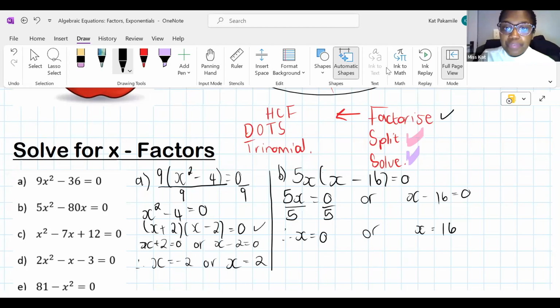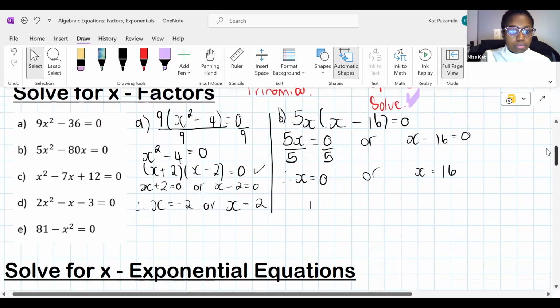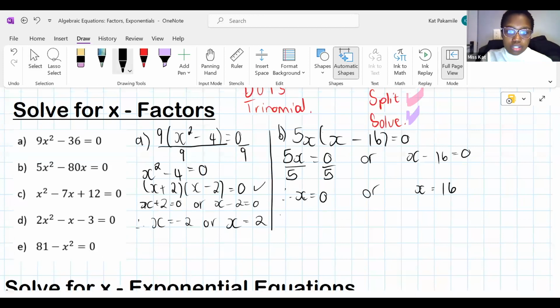Thank you, Palisa. Okay, let's hear what Ntabiseng has to say. Hi, Ntabiseng. Ma'am, I just wanted to do C. Let's do C. Okay, ma'am. What kind of factorizing is C? Let me go down. Isn't it trinomials? It's a trinomial. So let's factorize C. Let's hear what you have. So, ma'am, wouldn't you first find the factor pairs of the constant term, which is 12?